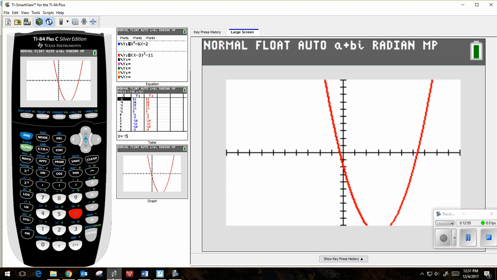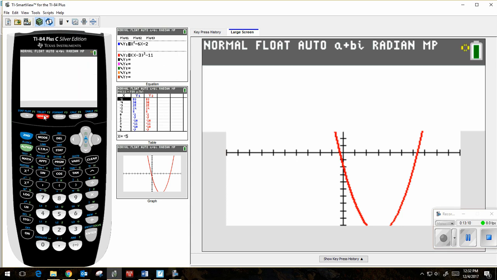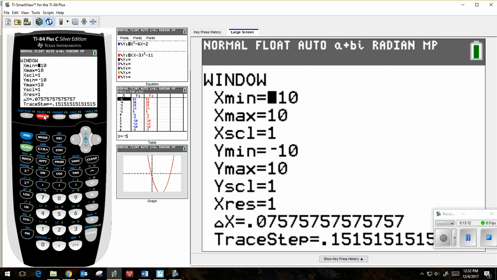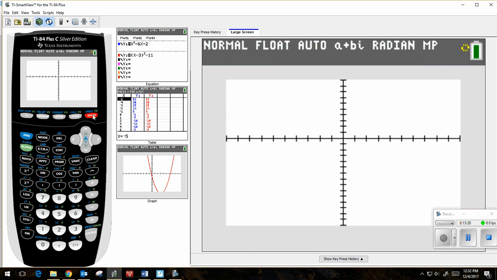My calculator, you can't see it right now, so if I hit window, give me 1 second. Oh, I need to recalibrate my board, so give me 1 second. Okay, so if I hit window, I can change my y minimum to negative 15 and hit graph. And now you should be able to see the vertex on the graph.